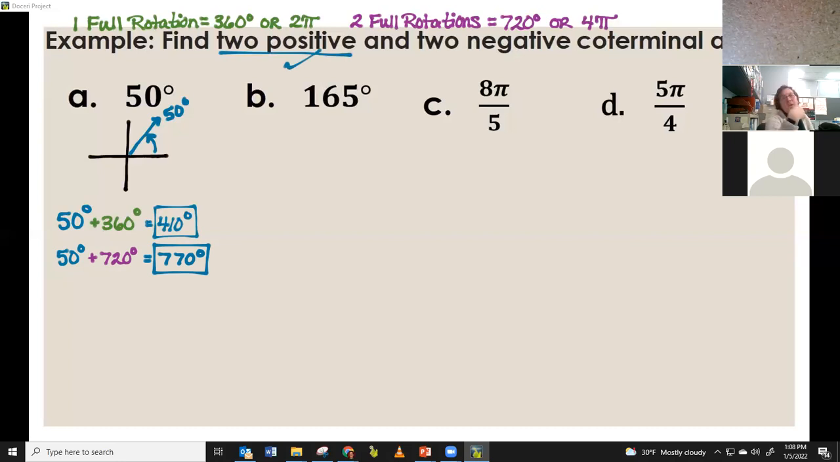Let's find our 2 negatives now. How could I find one negative coterminal angle? Same starting position, same ending position. Yes, Miles, that's absolutely correct. Jay, that's correct. I can take that original 50-degree angle and go in the opposite direction, the clockwise direction. So I can subtract 360 degrees from that.